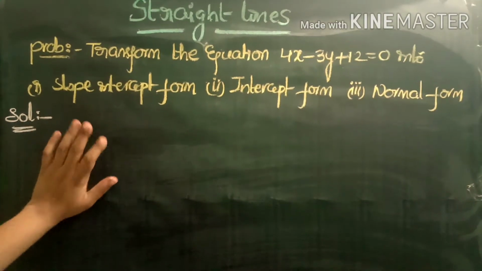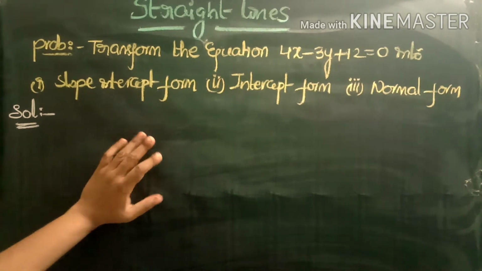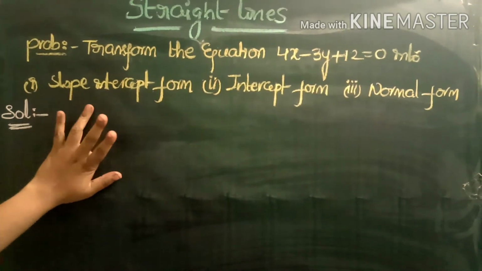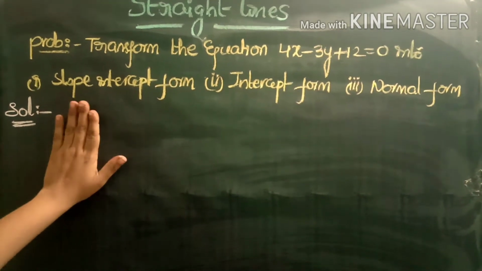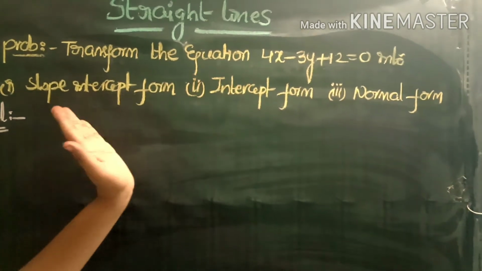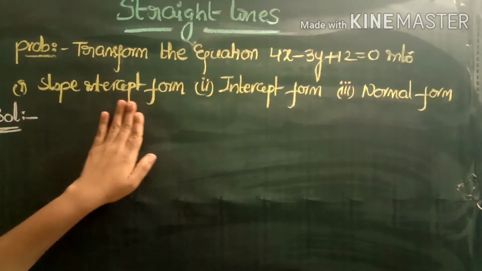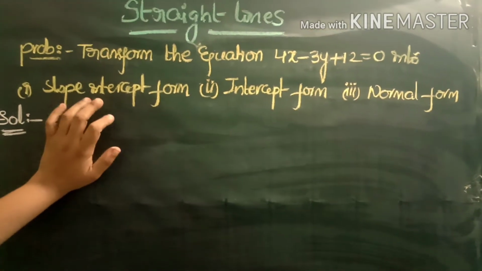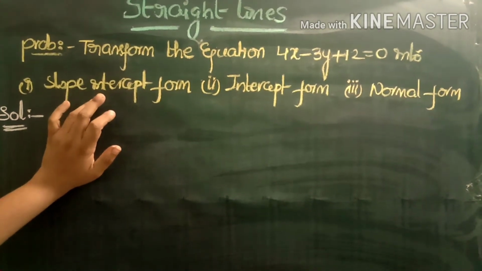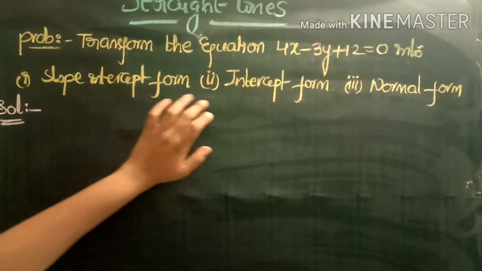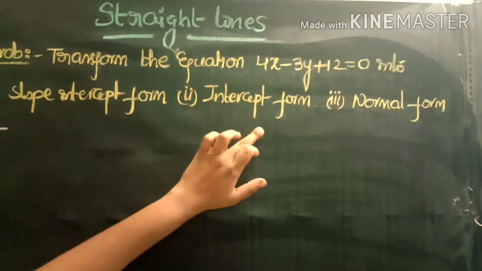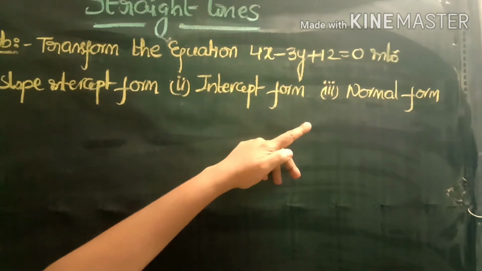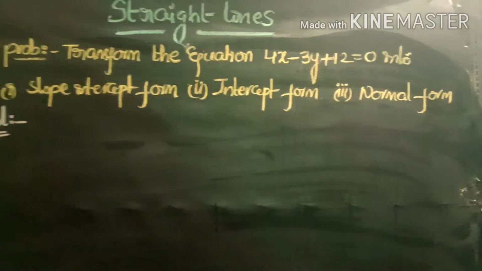Next problem, transform the equation 4x minus 3y plus 12 is equal to 0 into slope intercept form, intercept form and normal form. Now we have to convert the given equation of the line in these three forms. First form slope intercept form, next form intercept form, and the last form normal form. Slope intercept form means we have to convert the given equation in the form of y equals mx plus c. Intercept form means x by a plus y by b is equal to 1, and normal form means x cos alpha plus y sin alpha is equal to p.